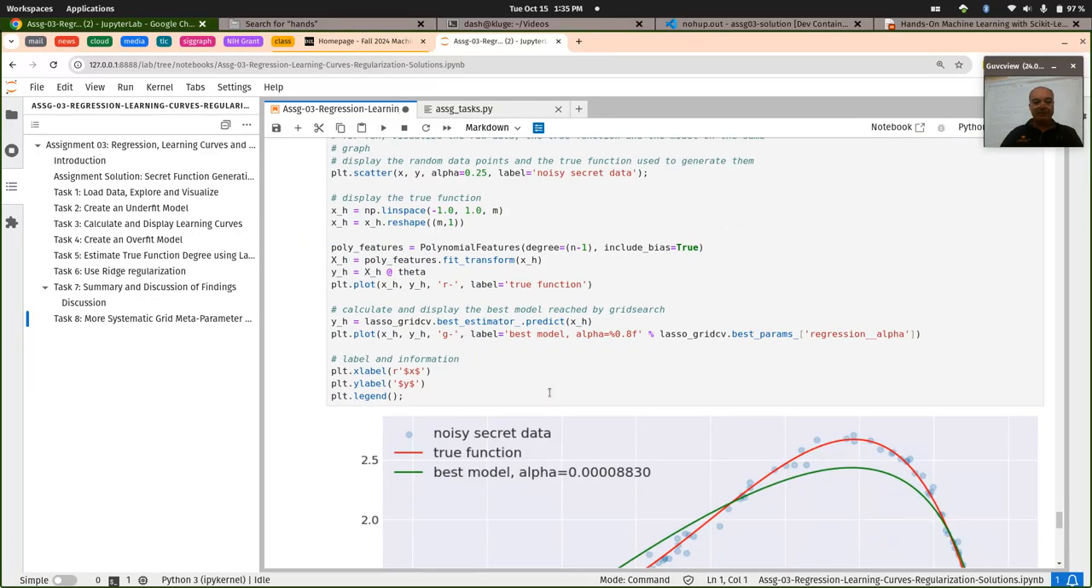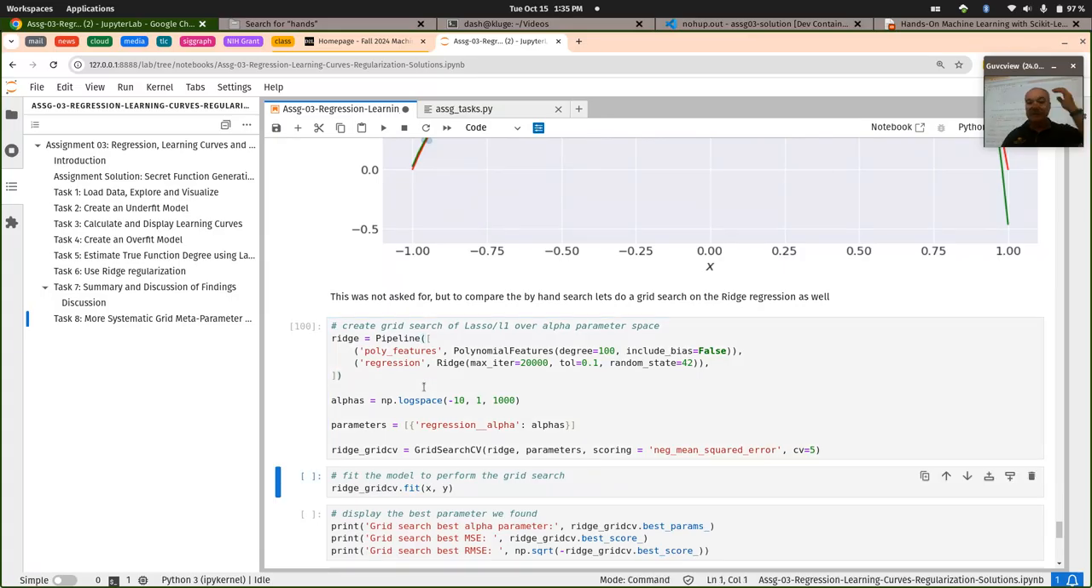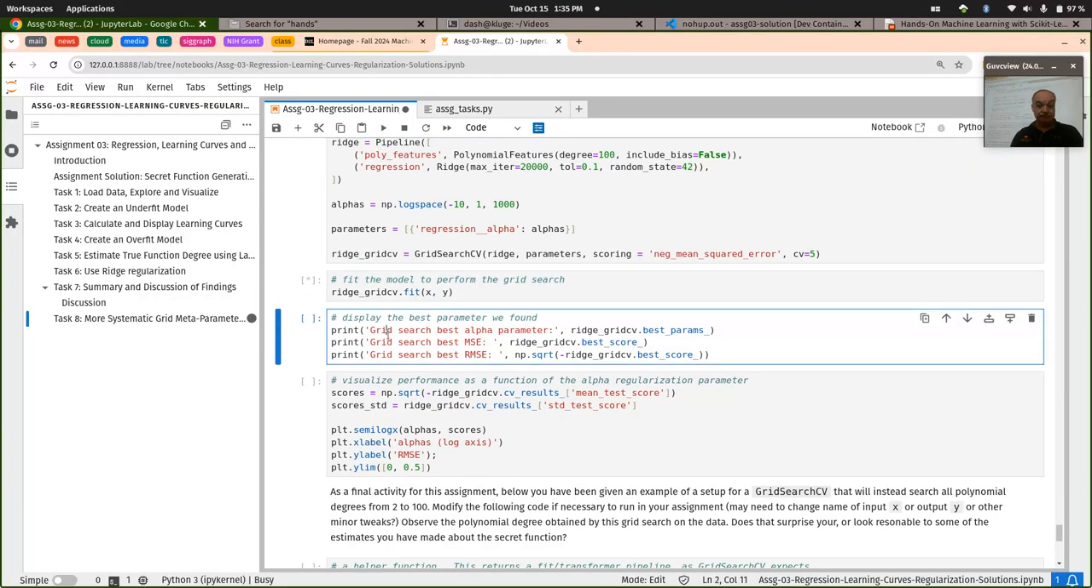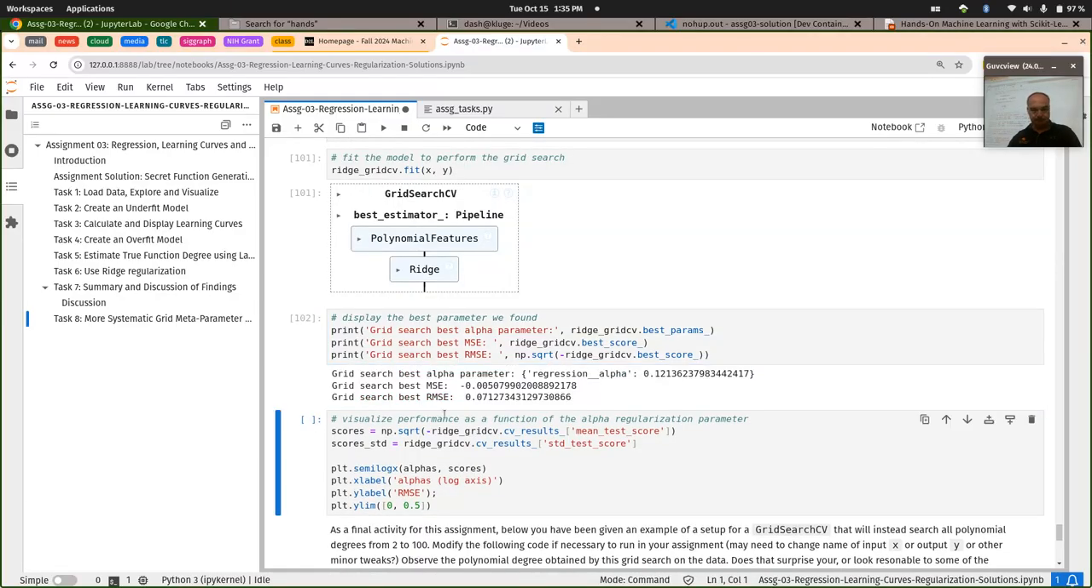I also didn't ask you to do this, but if you were curious, it would certainly be easy to do the same thing for the ridge regression. If I do that, it tells me that the best alpha on ridge for this set of data ends up being close to 0.01. I'm sorry, no, 0.12.